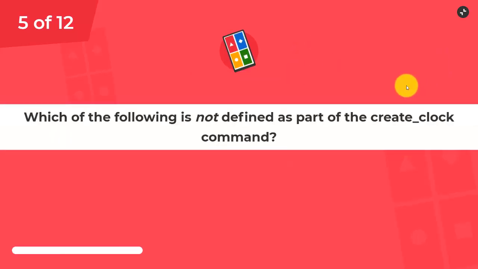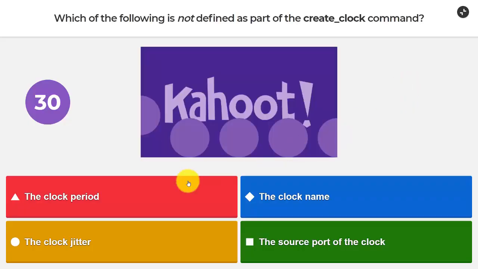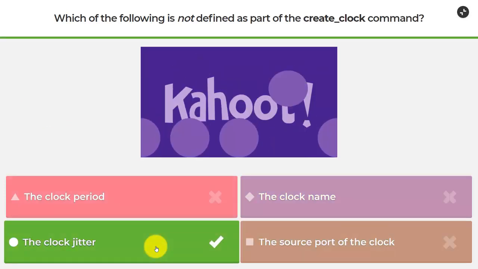Okay, question number 5. Which of the following is not defined as part of the create_clock command? The clock period, the clock name, the clock jitter, the source port of the clock. Well, I believe it is the clock jitter that is not defined as part of the create_clock command.